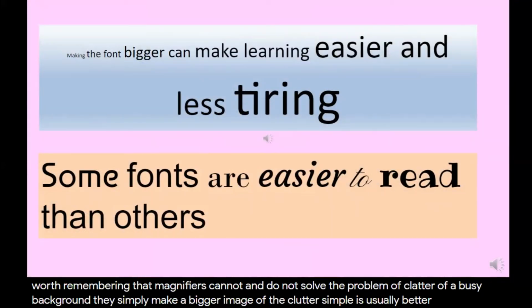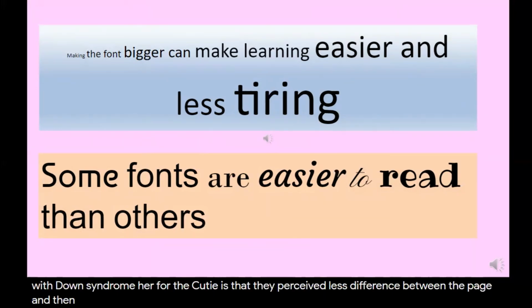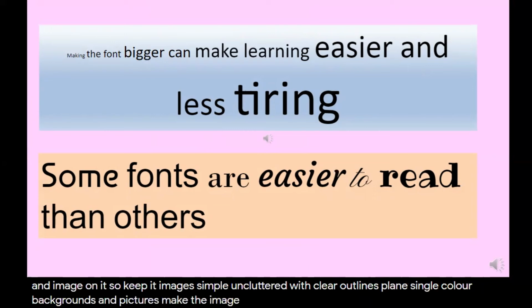Now, the difficulty most people with Down syndrome have with acuity is that they perceive less difference between the page and the image on it. So keep images simple, uncluttered, with clear outlines. Plain, single colour backgrounds and pictures make the image much clearer.